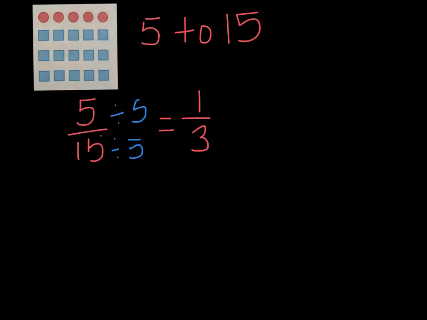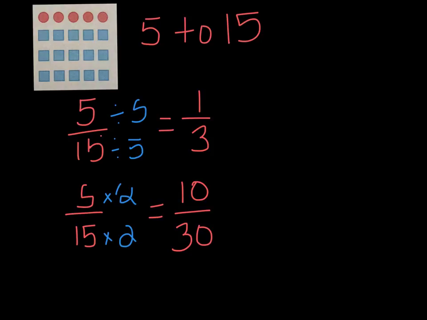I could have also multiplied them, 5 over 15, and I could have chosen to multiply them both by 2, and that would also give me an equivalent fraction. So 5 times 2 is 10, 15 times 2 is 30. So another equivalent fraction would be 10/30ths.